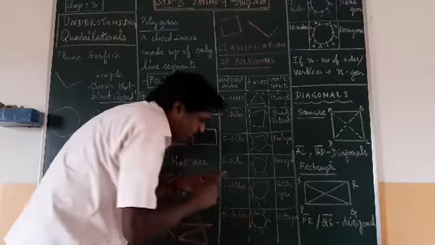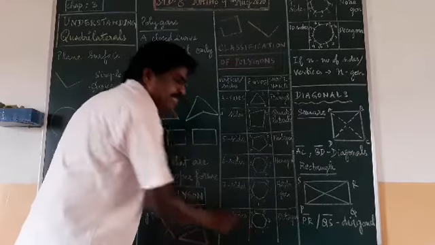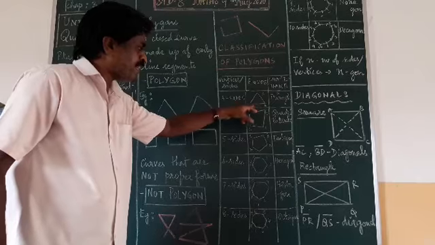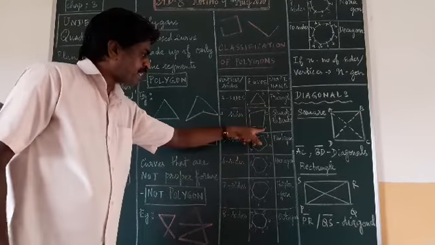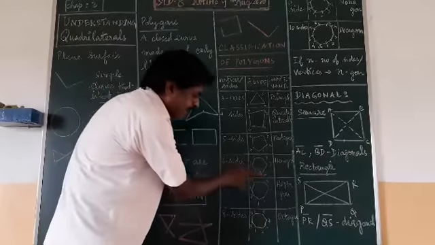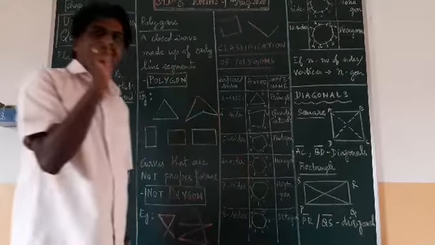Vertex means two lines intersecting and touching each other. That point is called a vertex. 3 is a vertex, 1 is a vertex, 2 is a vertex. In the next figure, 1 is a vertex, 2 is a vertex, 3 is a vertex, 4 is a vertex. In the figure where I have written the numbers, those points are called vertices.